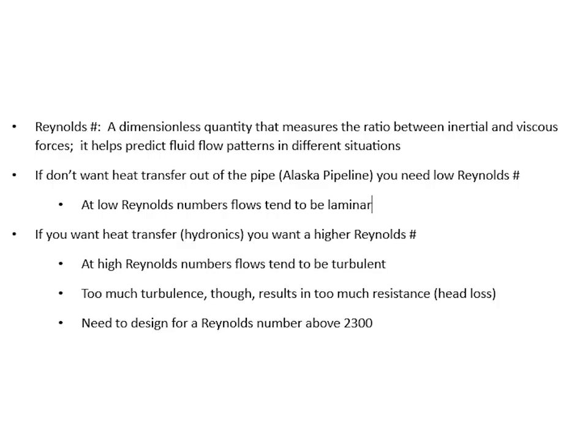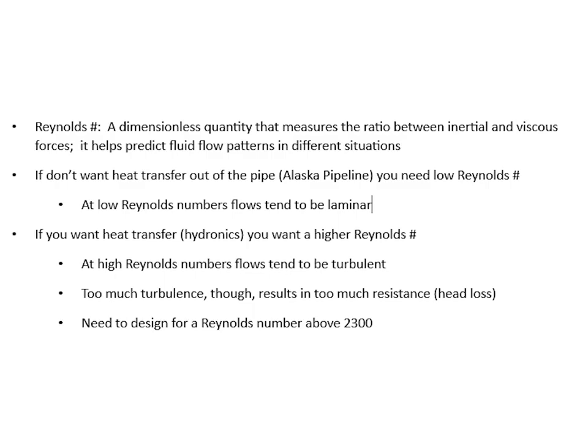Now we are going to get a little bit technical into the weeds on the hydronic design. Some concepts and definitions. Reynolds number, a dimensionless quantity that measures the ratio between inertial and viscous forces. It helps predict fluid flow patterns in different situations. If you don't want heat transfer out of the pipe, like the Alaska pipeline, you need a low Reynolds number. At low Reynolds numbers, the flow tends to be laminar.